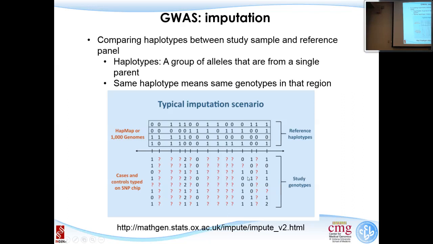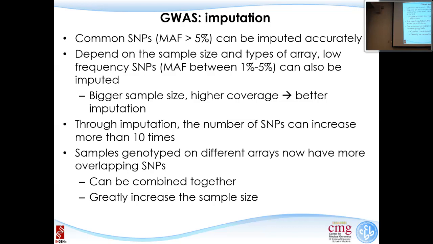For common SNPs, if you have a minor allele frequency larger than 5%, and your sample size is in the several hundreds, the imputation results are very good. You can impute accurately. It depends on the sample size and what type of array, basically the coverage of the array or the number of SNPs on your array. Low frequency SNPs less than 1% or 5% can also be imputed. And I don't recommend that you go even lower.